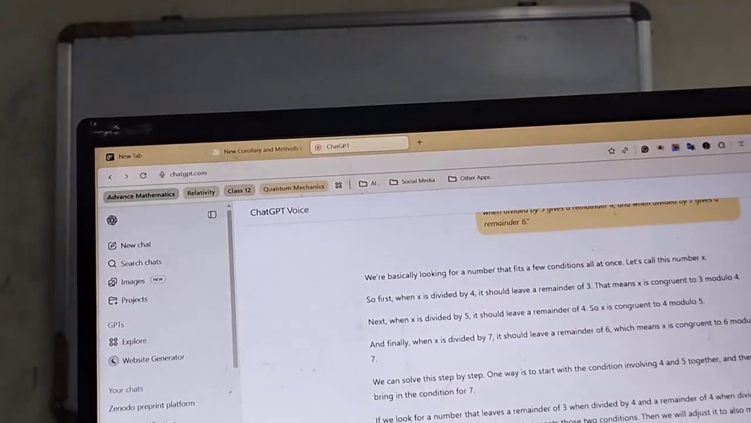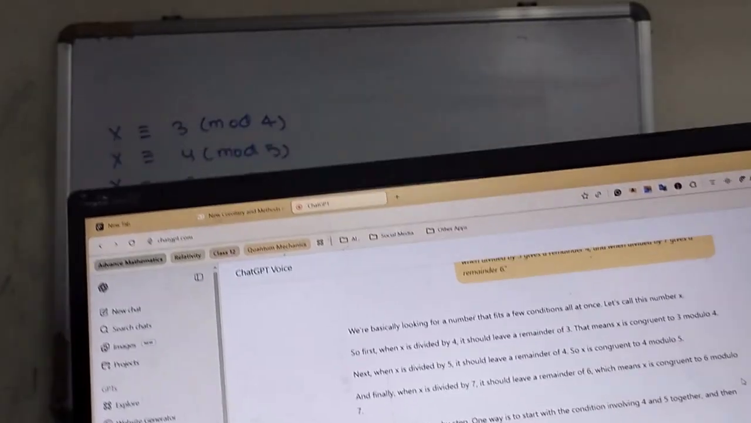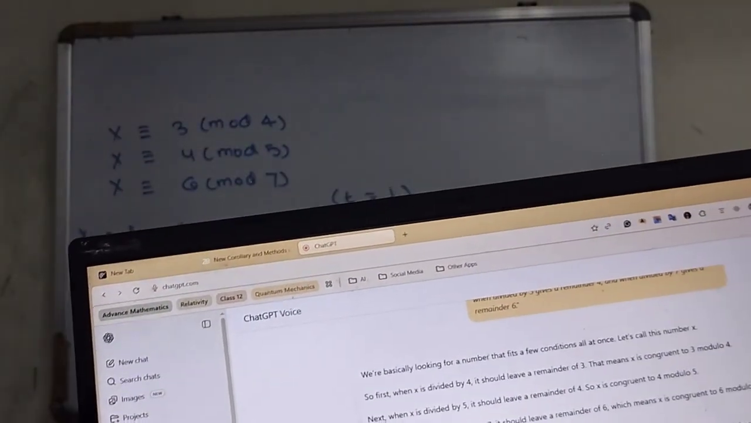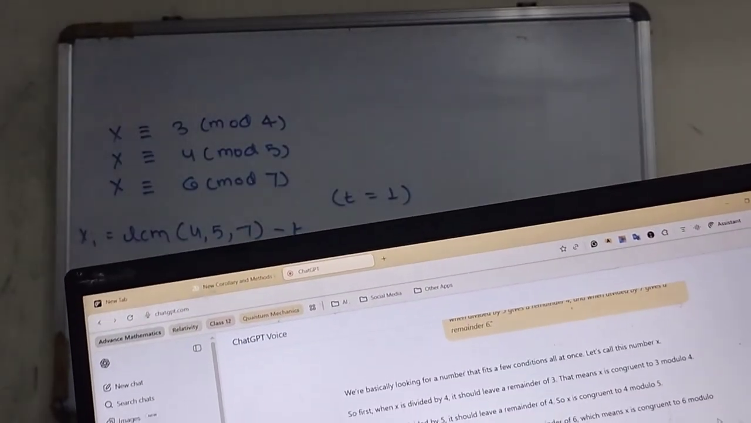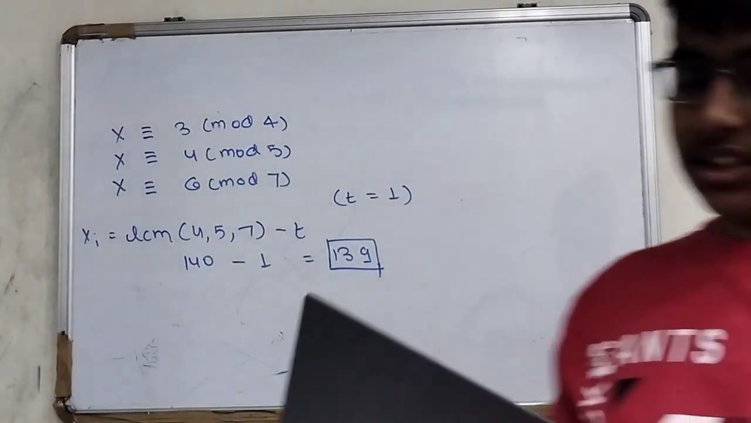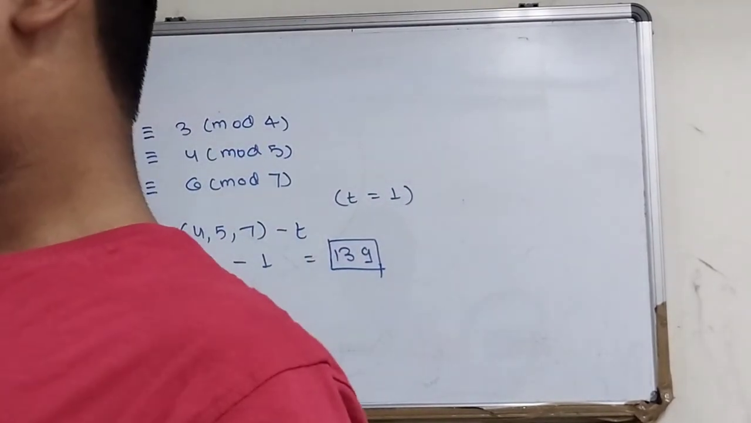So x equals 59 is the smallest number that when divided by 4 leaves a remainder of 3, when divided by 5 leaves a remainder of 4, and when divided by 7 leaves a remainder of 6. So it is saying it's 59, it seems. So let's just test.